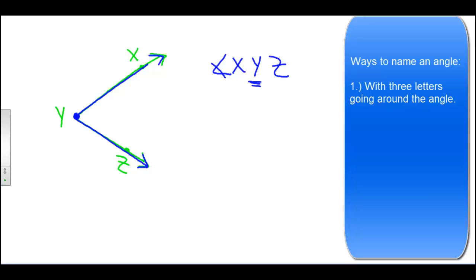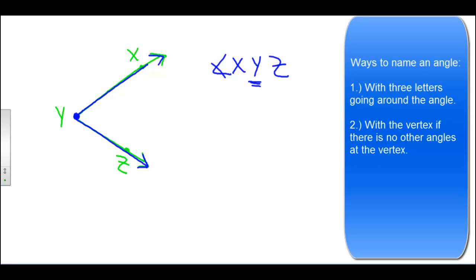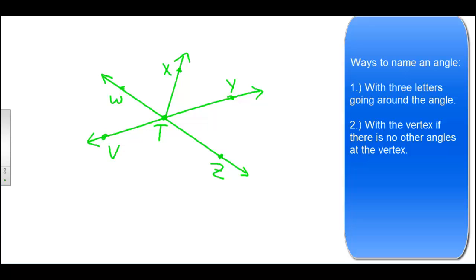There is a second way to name an angle. If it's a very simple picture and there's really no other choices, I can get away with calling this angle angle Y. The reason I can do that is because there's nothing else to confuse it with. That method, however, does not always work. For example, on a more complicated picture, if I wanted to talk about that angle right there, it would be angle YTZ.